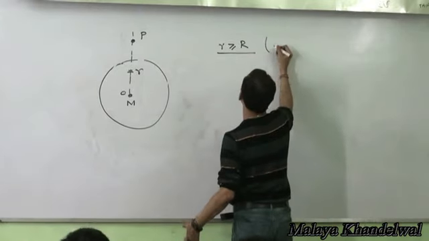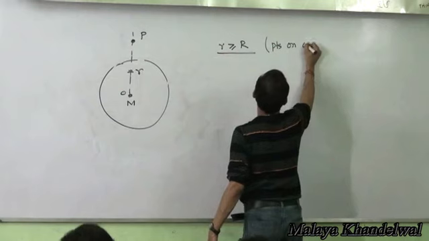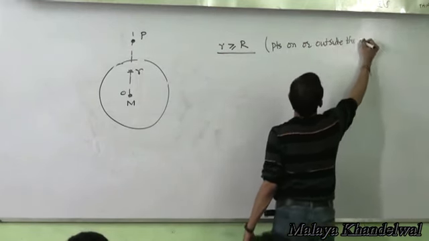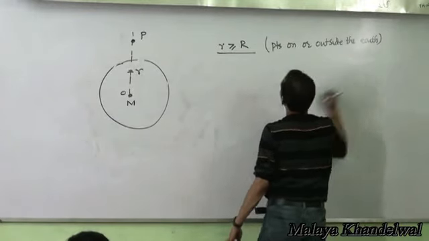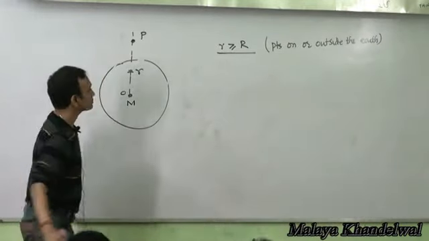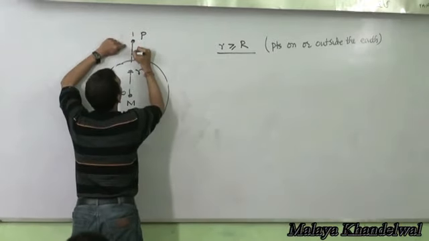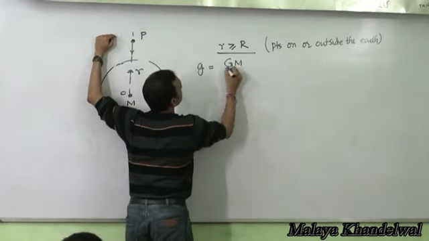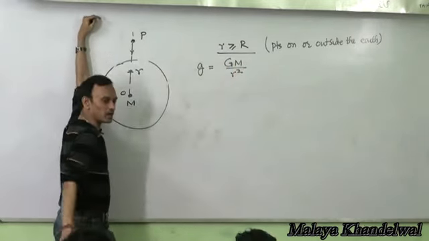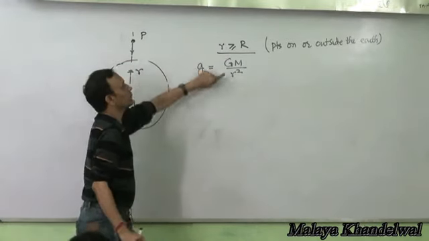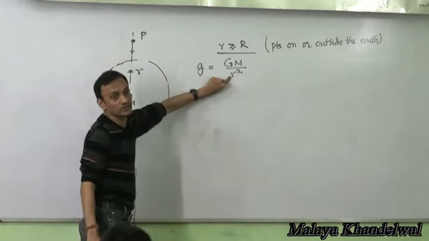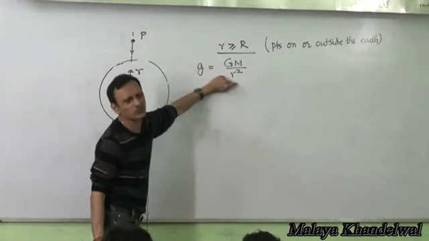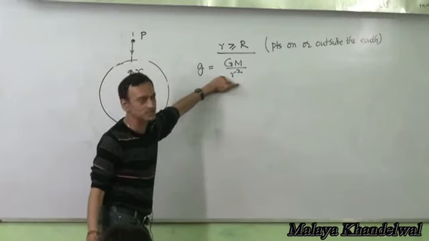for small r greater than or equal to capital R, points on or outside the earth, the acceleration due to gravity, g, is going to be GM by r squared, right? The acceleration due to gravity on the surface of the earth would be obtained by putting small r equal to capital R, the radius of the earth, which is roughly 6,400 kilometers and so on and so forth.